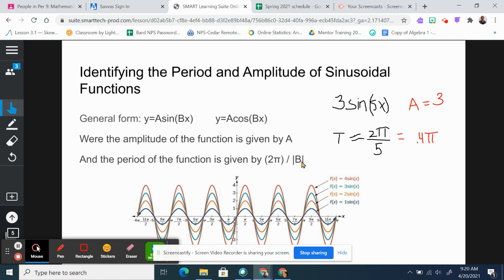And just as an example, if we had 3 sine of 5x, your amplitude in this case, the number in front of sine, would be 3. And your period, we just take 2 pi and divide it by the value in front of x, the 5, and we'll have 2 pi fifths. You can simplify it or convert it to decimal form, 0.4 pi, but that's not necessary. The fractions are perfectly okay. Just make sure to simplify this fraction whenever you can.